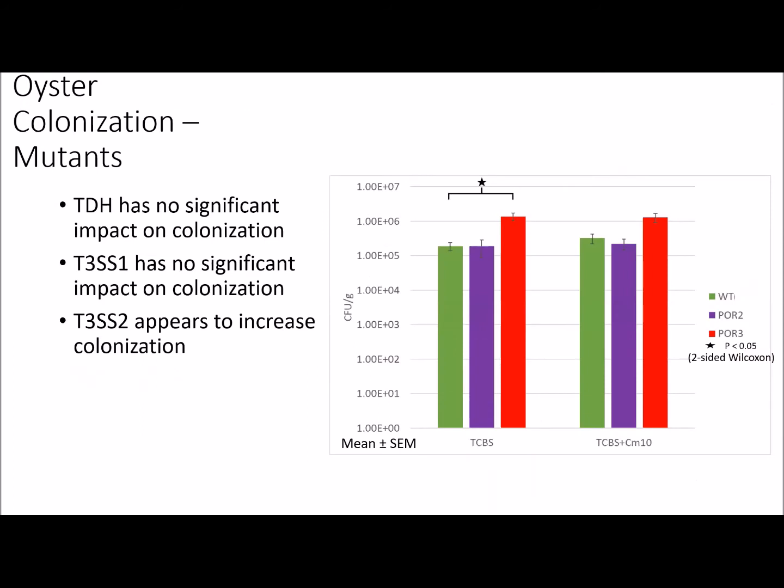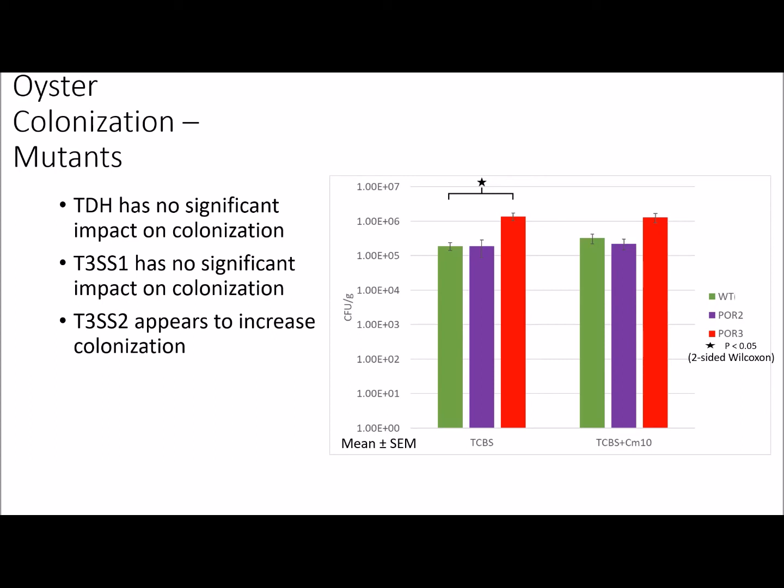So following the same procedure that we had in the previous set of slides, we have the TCBS selecting for all Vibrios. On the right-hand side of the page, we have the TCBS plus chloramphenicol. And the important thing here is that all three groups have about 100% colonization efficiency by our strain of VP as compared to the total Vibrio population in these oysters. So we're not seeing a significant reduction in colonization rates by these different mutants.